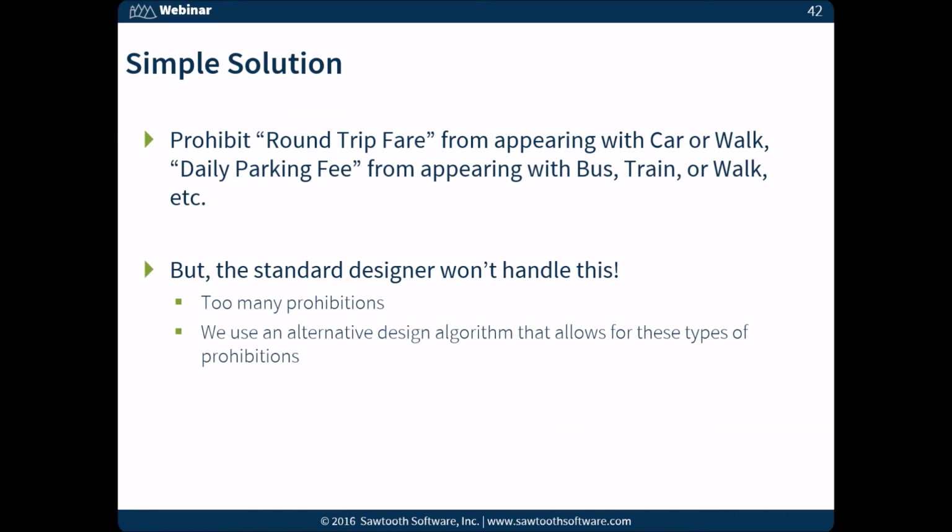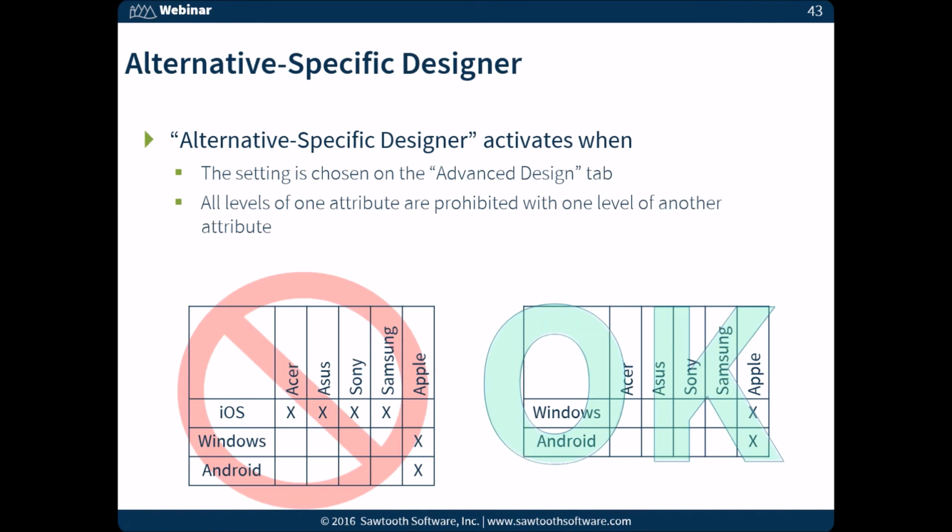Okay, so a simple solution would be to prohibit round trip fare from appearing with car or walking modes, and to prohibit daily parking fee from appearing with bus, train, or walk. And we could keep going, right? But the standard designer is not going to be able to handle this in Lighthouse Studio. They're going to come across too many prohibitions. So by checking a box that says we have an alternative design, it's going to draw on the alternative design algorithm that's going to allow for these types of prohibitions and create for us a really great design.